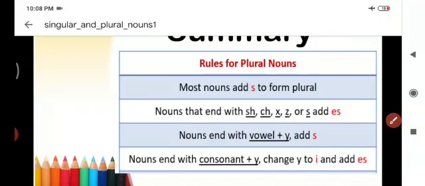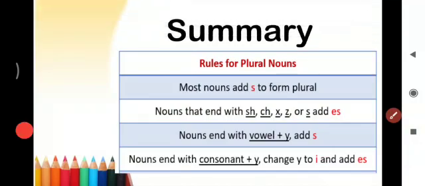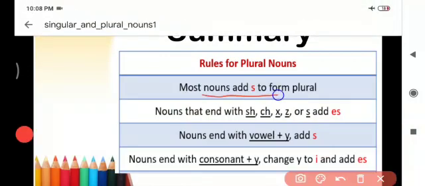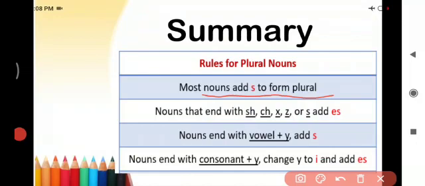And we have also seen some rules, right? So we'll see the summary for those rules. Most nouns add s to form plural. Most of the nouns we will add s at the end of the word to make it plural one. The next rule says nouns that end with sh, ch, x, z or s, we need to add es at the end of the word.